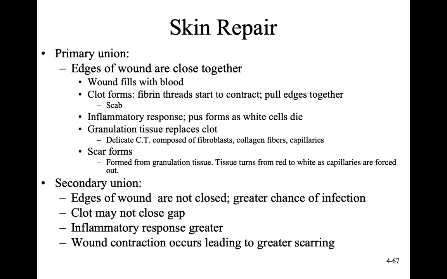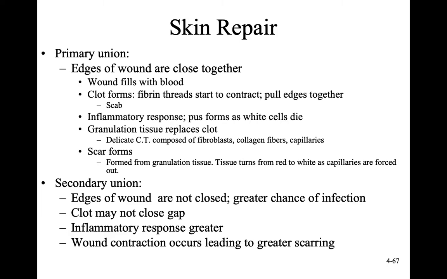Now, skin repair is done in two different groups. Primary union really means a small cut. So think a paper cut, something where the edges are very, very close together. A secondary union is where the skin edges are very, very far apart. Think of more like a pressure sore or a pressure ulcer that might occur in somebody who's been in a wheelchair for a long time or bedridden for a long time.